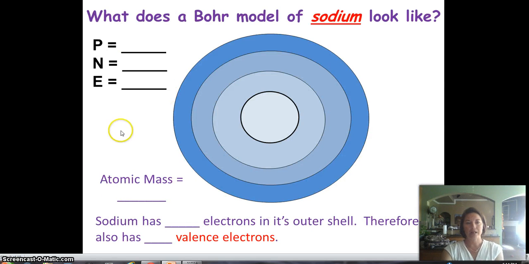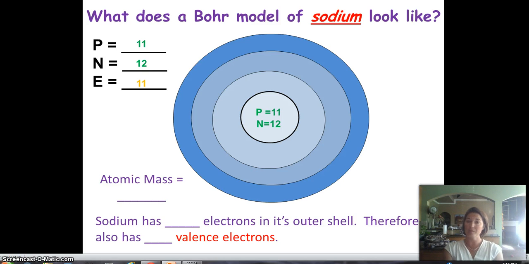So let's try and practice a few Bohr models. What would a Bohr model of an atom of sodium look like? Well, if sodium has 11 protons and 12 neutrons, and I figured that out by looking at my periodic table, then inside the nucleus I'm going to have 11 protons and 12 neutrons. If sodium has 11 electrons, I will put those electrons into the electron cloud.